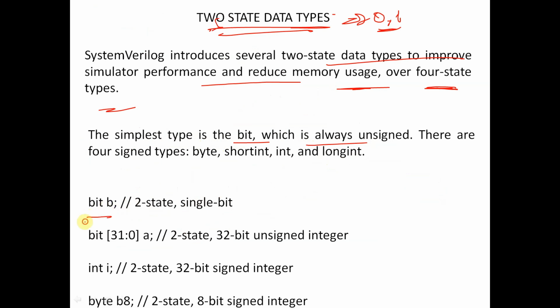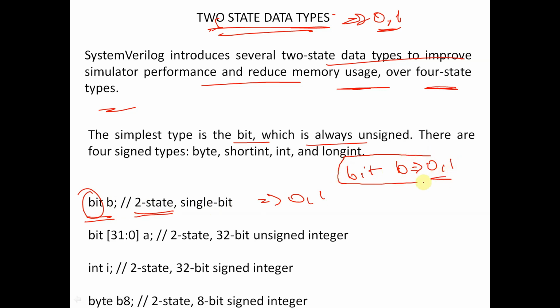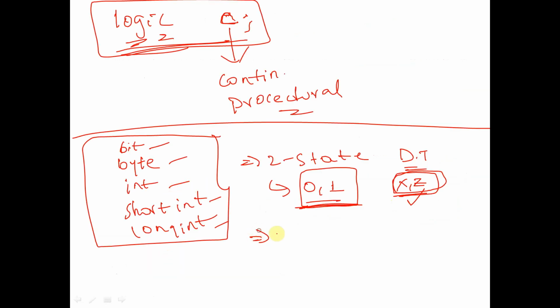Coming to bit, if we declare any variable of type bit, then it will be of bit data type. This has only two states, either 0 or 1. If we declare bit b, then we can either store 0 or 1. And this is unsigned. That is, we can only represent positive numbers. We cannot represent negative numbers using this bit. So this is also a very important point.